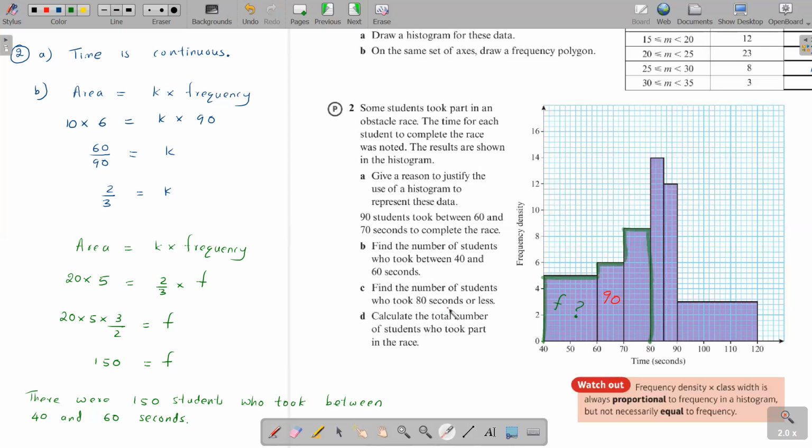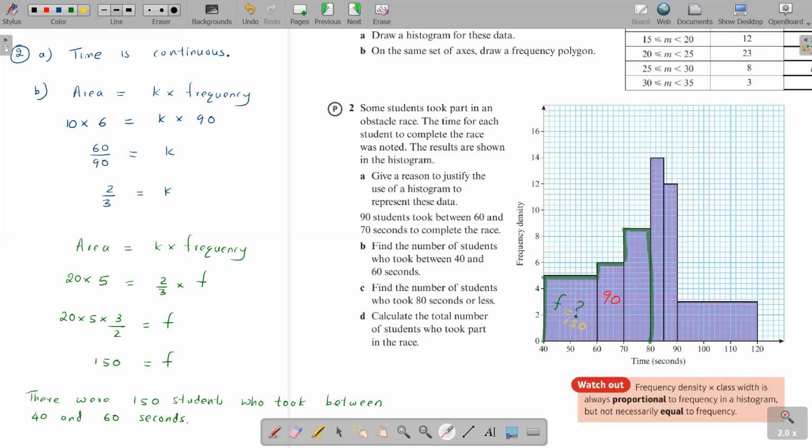So, find the number of students who took 80 seconds or less. These are the 3 bars, right? You get these 3 bars where the time taken is 80 seconds or less. Do you agree? So all you have to do now is get the frequency of all 3 bars and add. We already know the frequency of 2 of these bars: the first bar is 150, the second bar is 90. All you have to do is find the frequency of the third bar and add everything. When you add the 3 frequencies, you will get the answer for part C.